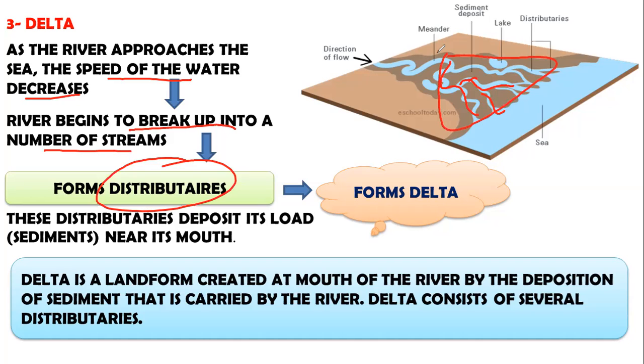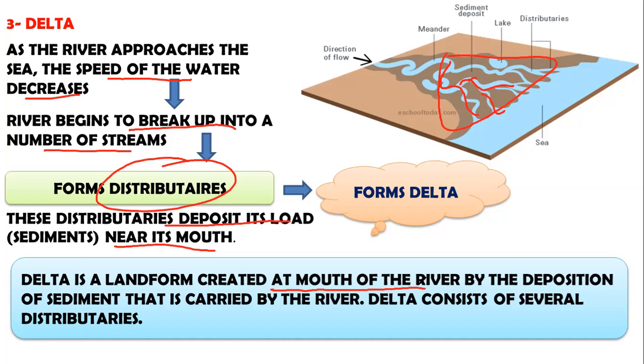So what happens, these distributaries deposit its load near the mouth, and if you can see in this picture, it leads to formation of a triangular landmass. This triangular landmass is called delta. Delta is a landform created at the mouth of the river.